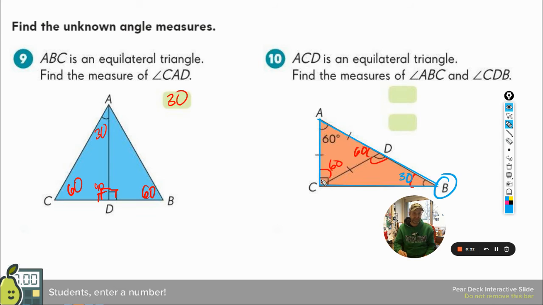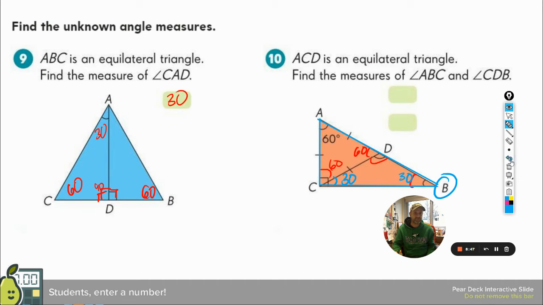And then if this part is 60, this part must also be 30. Oh, opposite angles are equal. If I have a triangle here, 30 and 30 is 60. Subtract that from 180 and I get 120. Okay? So that's one way to do it. So ABC is 30, CDB is 120.